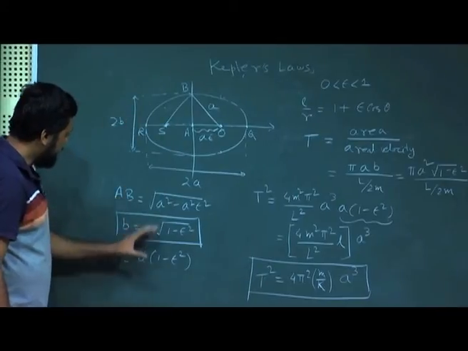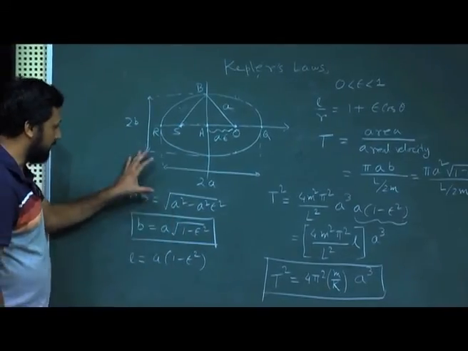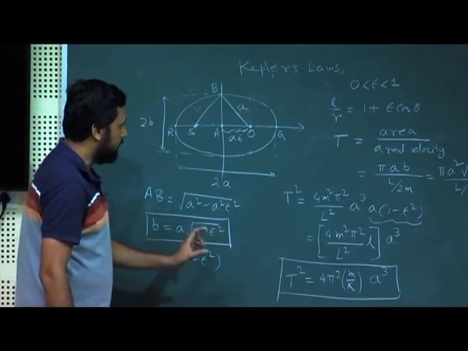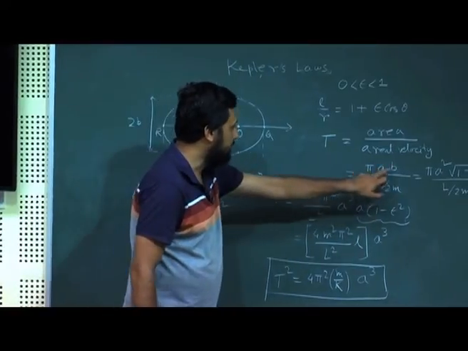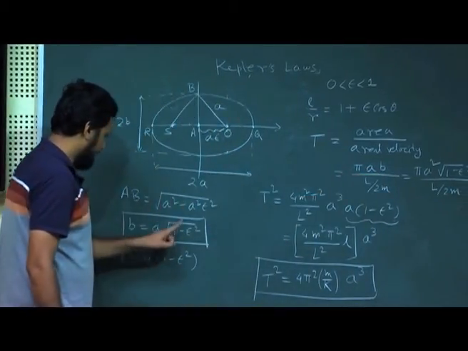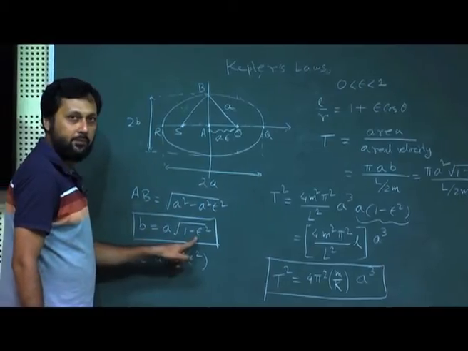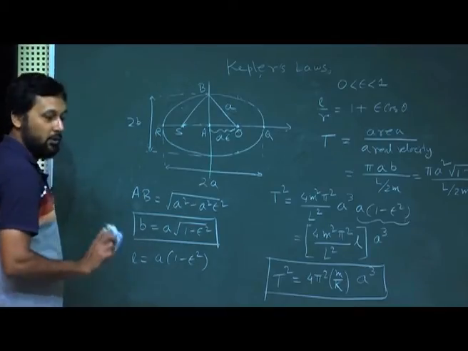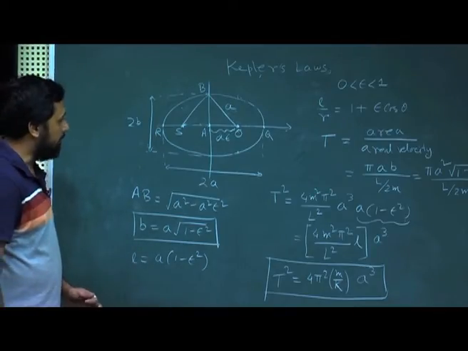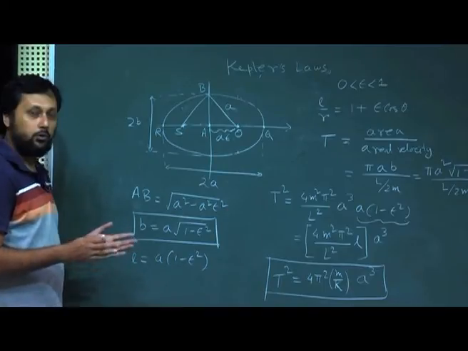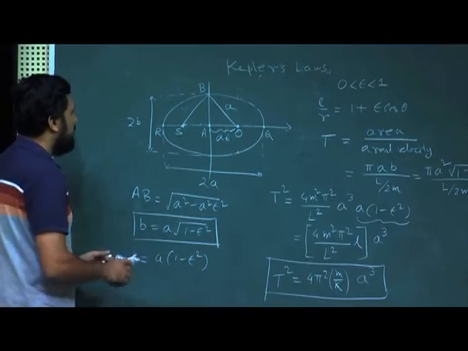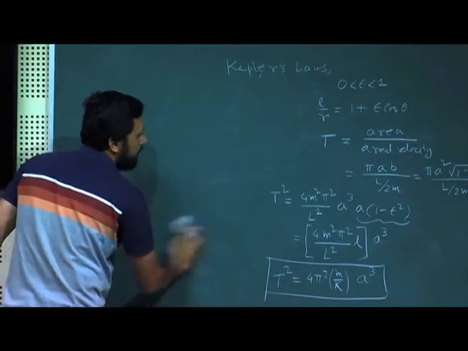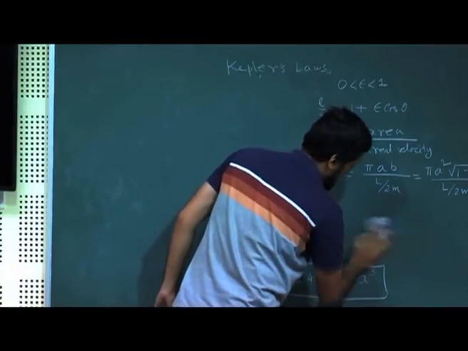This entire mathematical formulation that we did here, the geometrical formulation, was needed so that we can write B as A times root over 1 minus epsilon square. Okay. So, hence we have proved the 3 Kepler's laws, starting from a very fundamental force law, and now it is time to review a different aspect of central orbit.